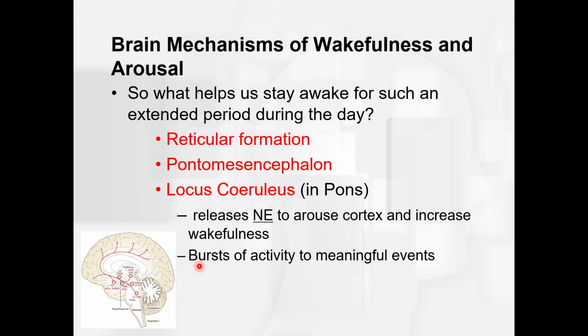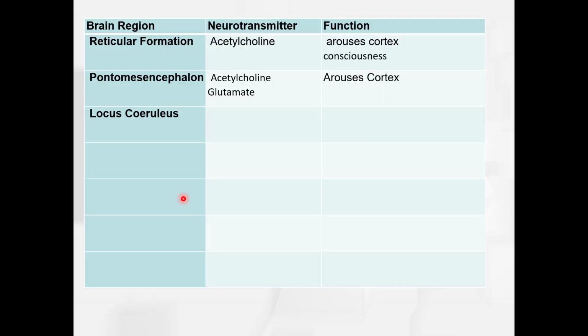It also has bursts of activity to meaningful events. And so that's another function of this locus coeruleus in the pons. And while we're asleep, it is very inactive. All right, so the next thing to put into our table is the locus coeruleus. And do we remember what neurotransmitter we said?